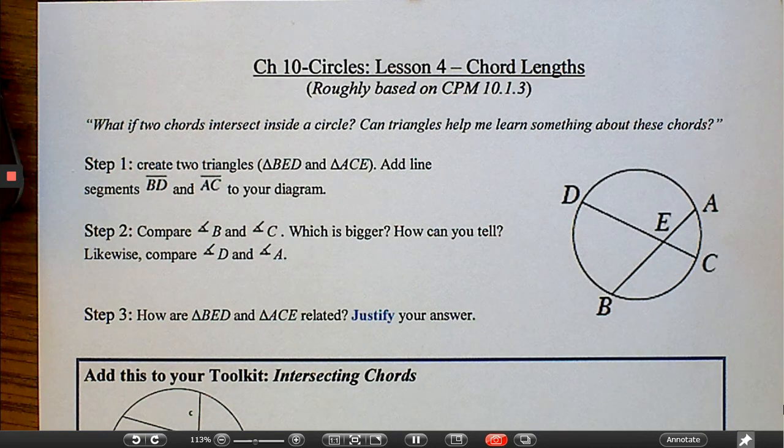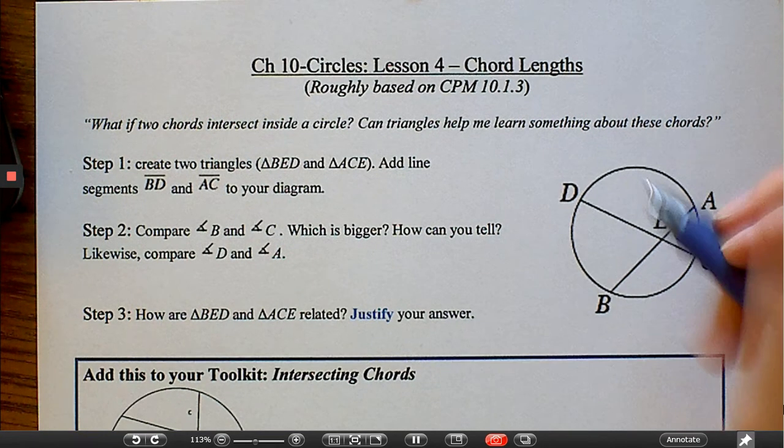So what if you have a situation where you have two chords that intersect inside of a circle? How can triangles help me learn something about these chords? You might be thinking, oh no, I thought we were in the circle chapter. Why are we talking about triangles? Because we have so much information about triangles that we can use, it would obviously make sense that we can use triangles to figure stuff out, even if it's in a circle. So let me show you what I mean.